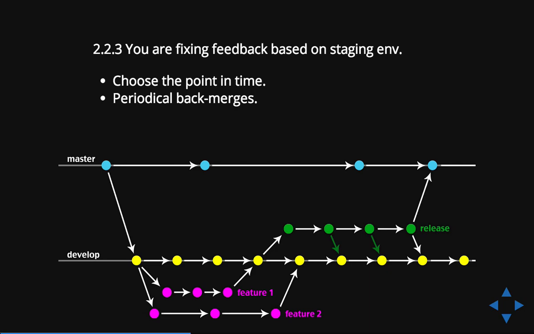Yeah, so the point in time is quite important. If you wait too long with it, you can have like 10 features in the develop branch that should be reviewed, so it will be a quite major release. So it's quite important. Also the periodical back merges are important, because the reviewer should know what the status is of some features.